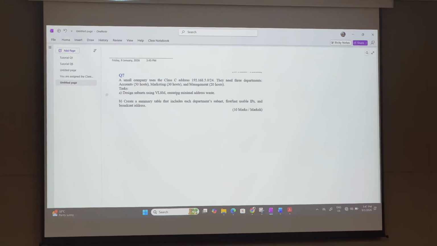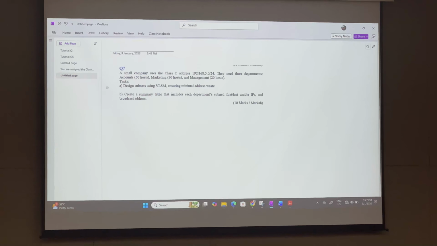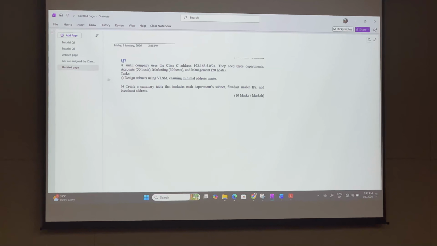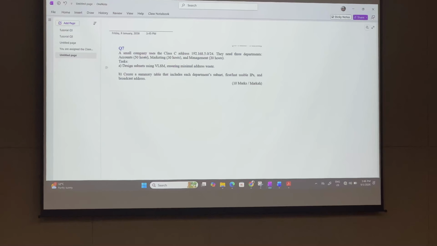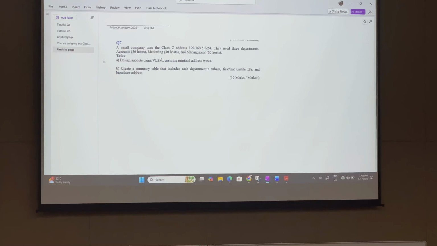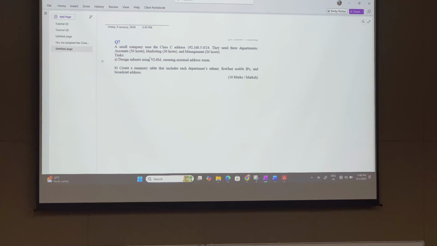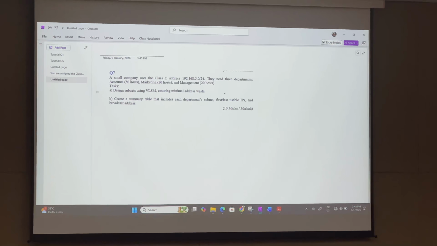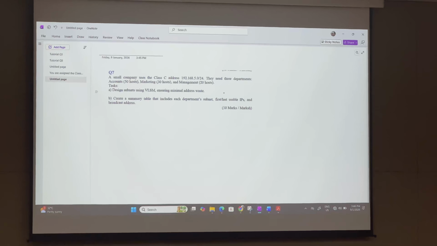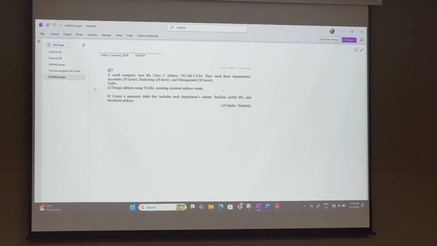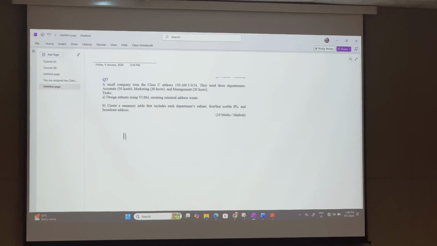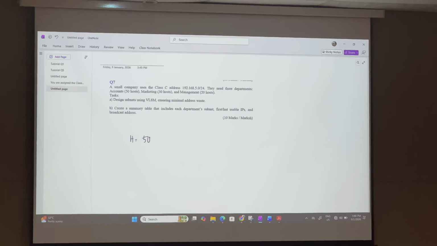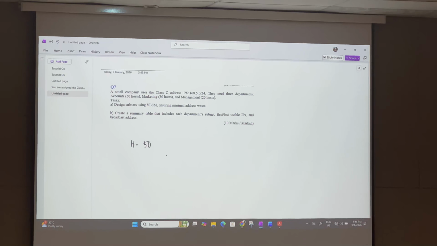So this is for VLSM. Like what we always do, we allocate the subnet address or subnet mask based on the different department or different group, so that it's easier for us to manage and to reduce the wastage of addresses. So for this question, 50 hosts, right? What are we supposed to do?